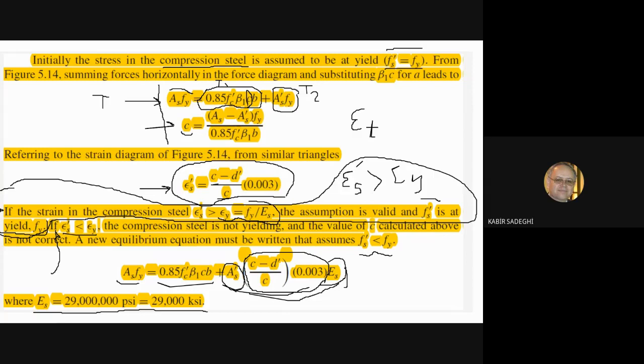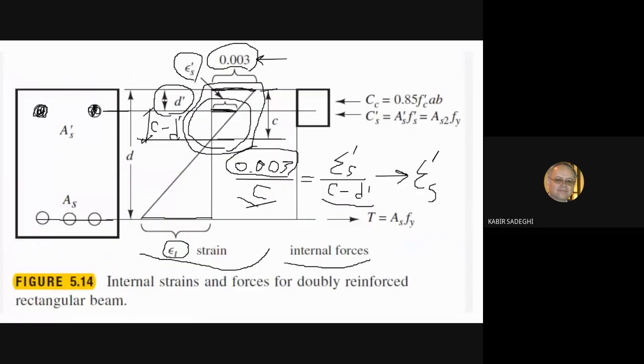Okay, therefore, we should always be careful and consider two conditions. First, we assume the compression steel is also yielded. And we should verify that by calculating epsilon prime s and comparing with epsilon y. If it's not yielded, we should recalculate everything, C and epsilon prime s, and compare with the yield value. And apply Hooke's law for stress.